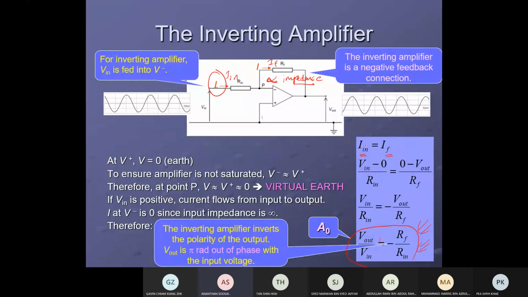Now, how do you get I in? I in is the potential difference across R in over R in. So V in minus 0, since the potential at P is 0, over R in is your I in current. IF is what? 0 minus output, from 0 to the output. So 0 minus V out over RF is the IF current, the feedback current.